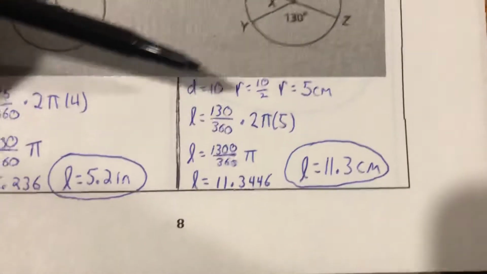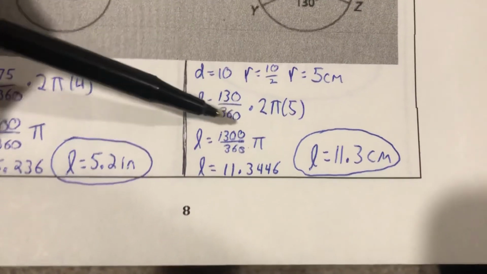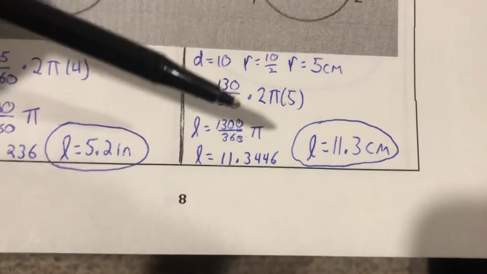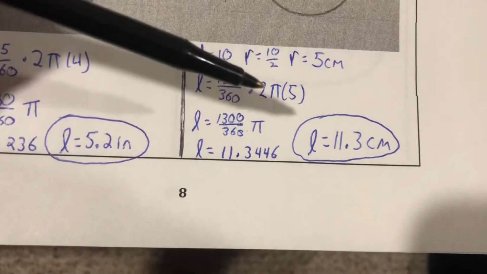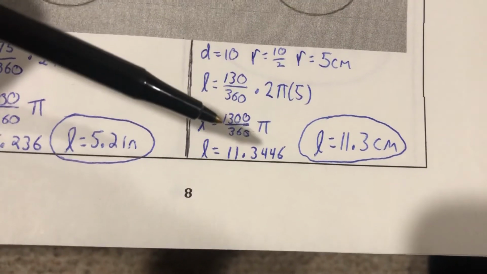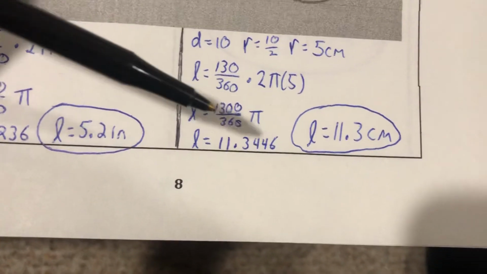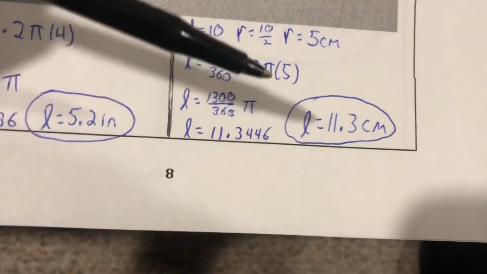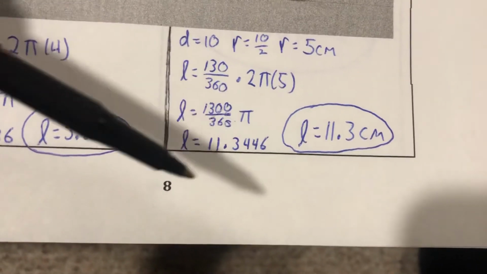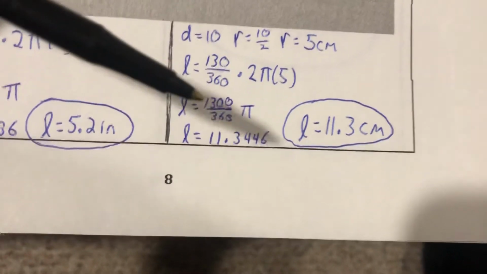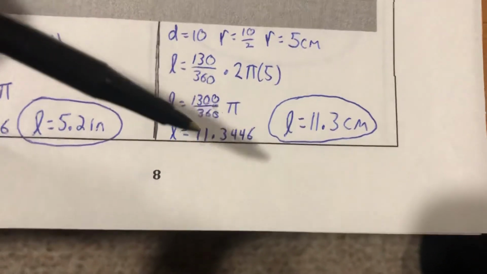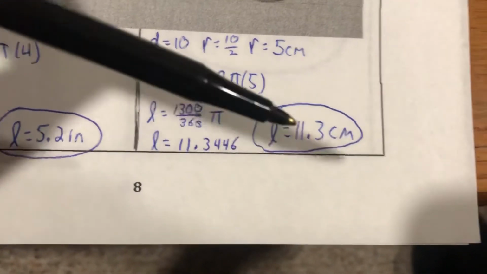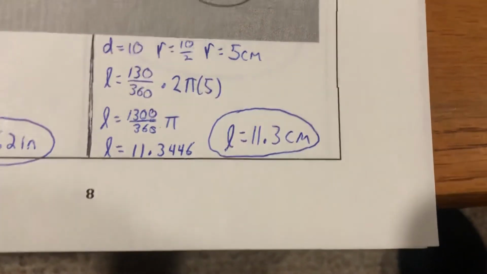Anyways, plugging into the problem, we get a central angle 130 over that 360 times 2 pi 5. So when I multiply the 130, the 2, and the 5 together, that is 1,300 for our numerator. So we have the length is 1,300 divided by 360 times pi. Now when you crunch that on your calculator, 1,300 pi divided by 360, you're going to end up getting 11.3446. Rounding it to the nearest tenth, we have an arc length of 11.3 centimeters.